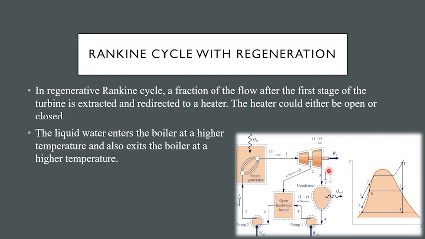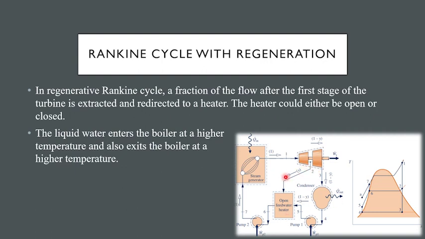If you take a look at this diagram, for Rankine cycle with reheat, the output of the first stage of the turbine is sent back into the boiler to be reheated, and then the reheated stream will be the input to the second stage of the turbine. In Rankine cycle with regeneration, a part of the flow or a fraction of the flow in the turbine is extracted in the middle, and that stream is fed to an open feed water heater.